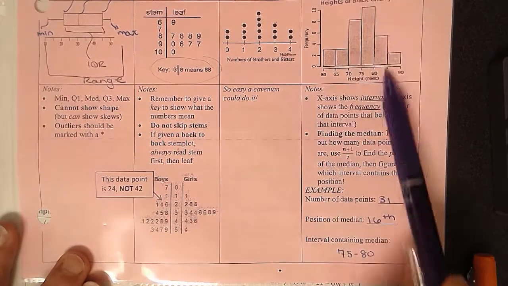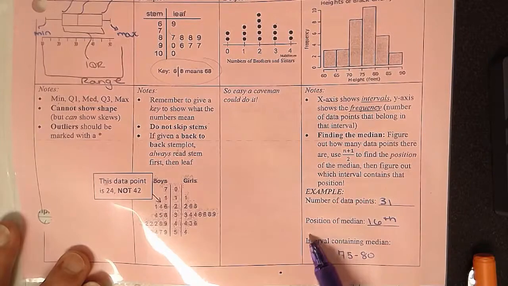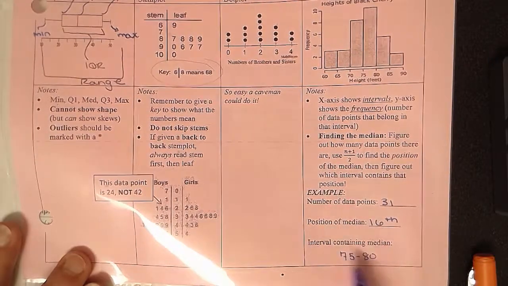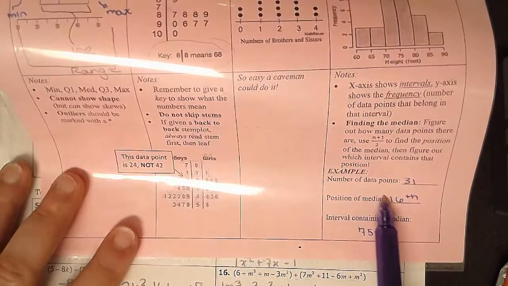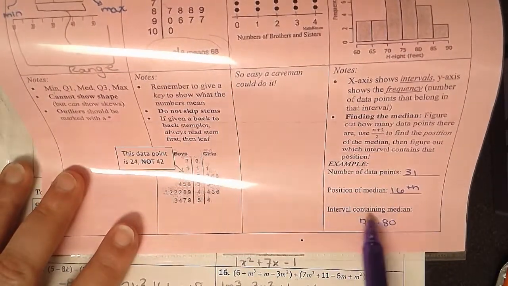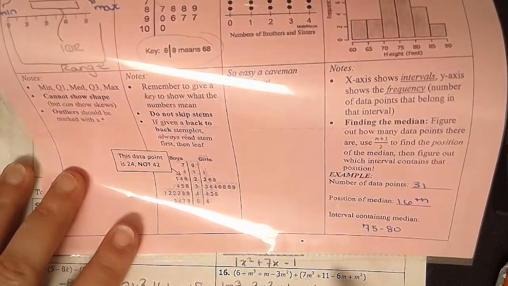And then a histogram, you can always use your calculator to help you graph it, okay? And then with the number of data points, you find the position of the median, and the interval containing the median is going to be 75 to 80.